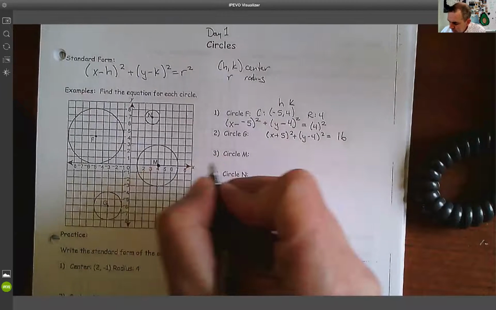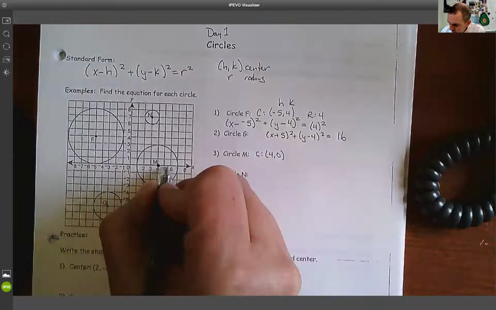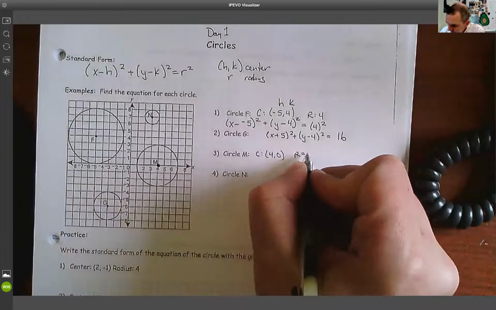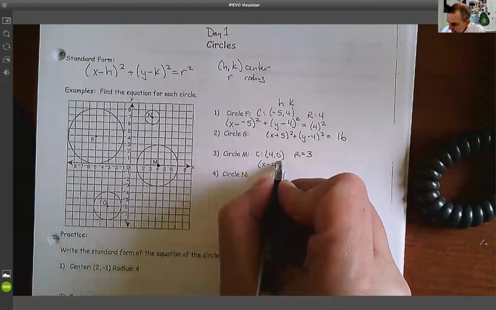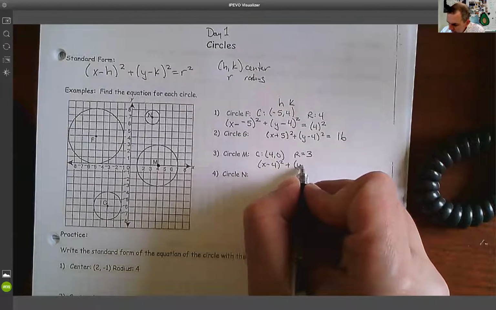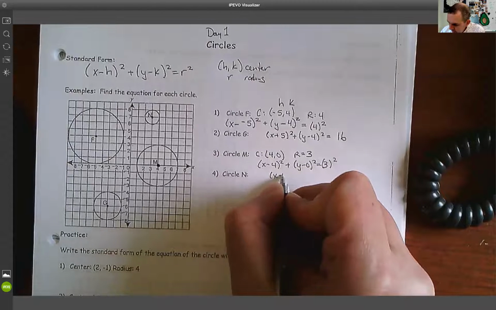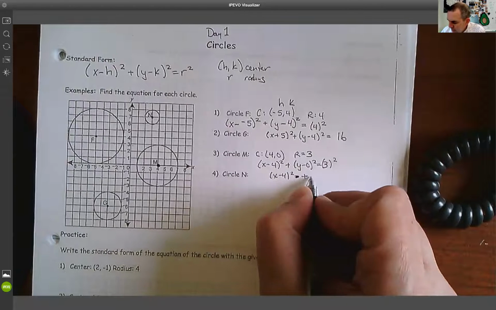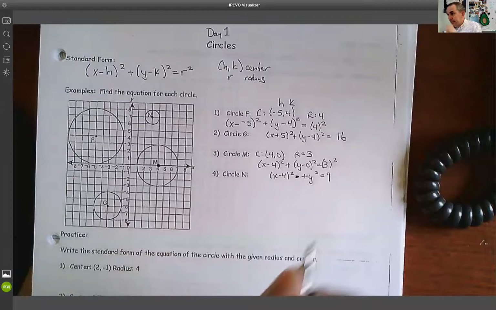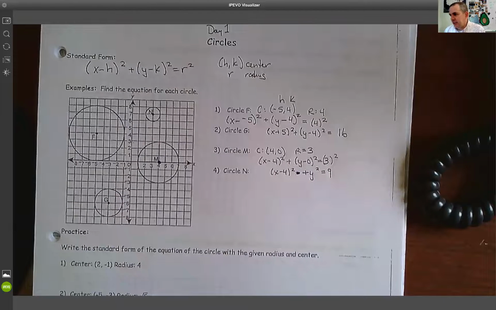Circle M, its center is at (4, 0), and its radius is 1, 2, 3. Its radius is 3. So if I plug in the numbers, it's (x − 4)² + (y − 0)² = 3². So it's (x − 4)² plus y − 0, we could just write this as y², equals 9. So that's my next one. And you can follow the keys online. We can take a look at this.